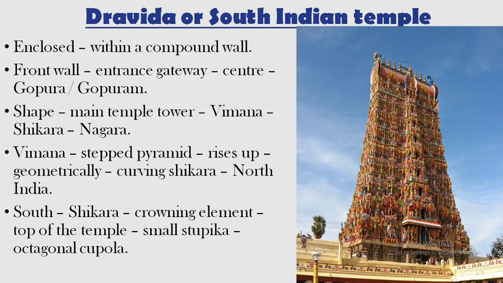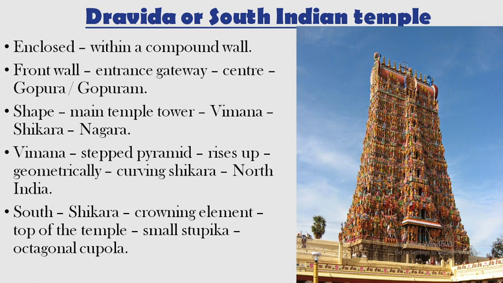Now let's see the Dravida or the South Indian temple architecture. You can see on the right of this PPT the image of a Gopura of a South Indian temple. So unlike the Nagara temple, the Dravida temple is enclosed within a compound wall. So a Nagara temple is not enclosed within a compound wall, but yes, the Dravida temple is enclosed within a compound wall. The front wall has an entrance gateway in its center, which is known as Gopura or Gopuram.